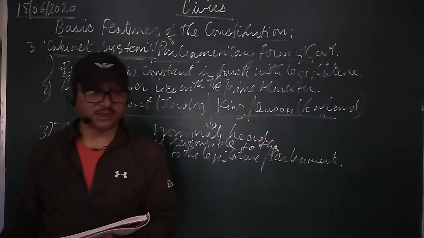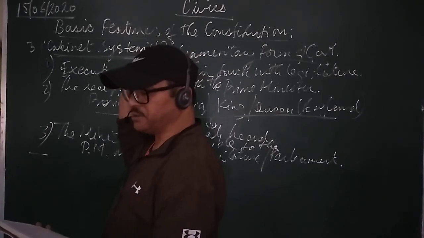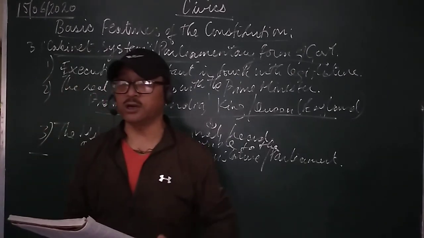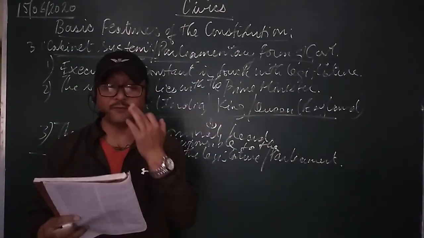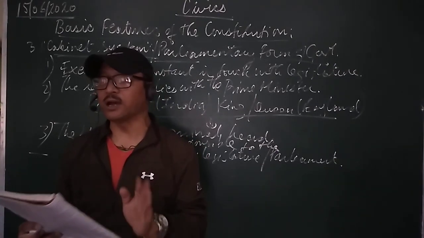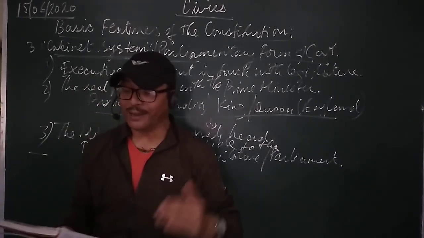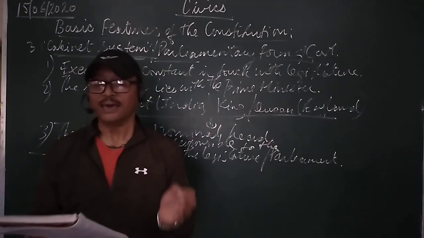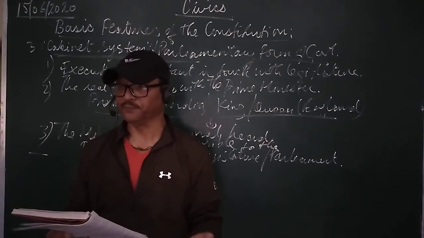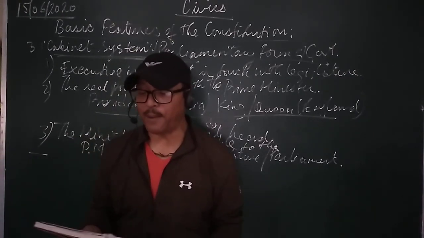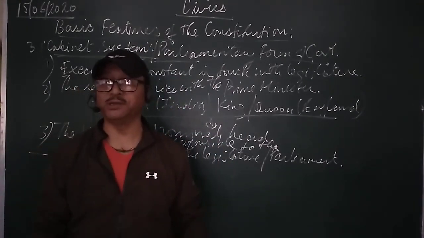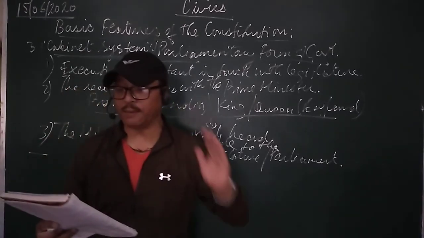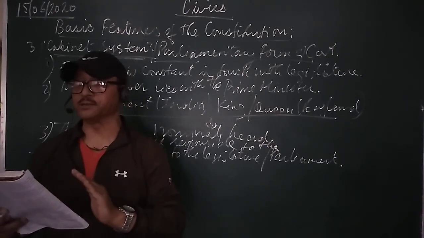Here the executive is part of legislature. In this cabinet system, or let's say in the parliamentary form of government, the executive is just a part of the legislature, which I've already explained. Secondly, the president of India is only a constitutional head. Is it clear? Here, the real powers lie with the prime minister and his council of ministers. That means the actual power is completely in the hands of the prime minister and his council of ministers.